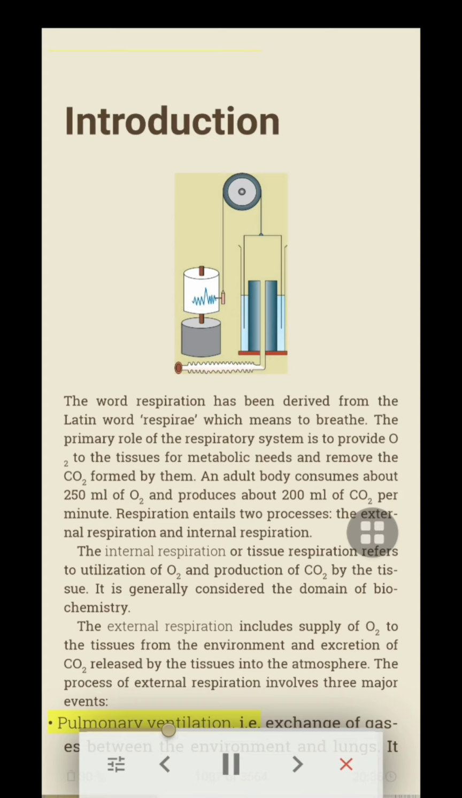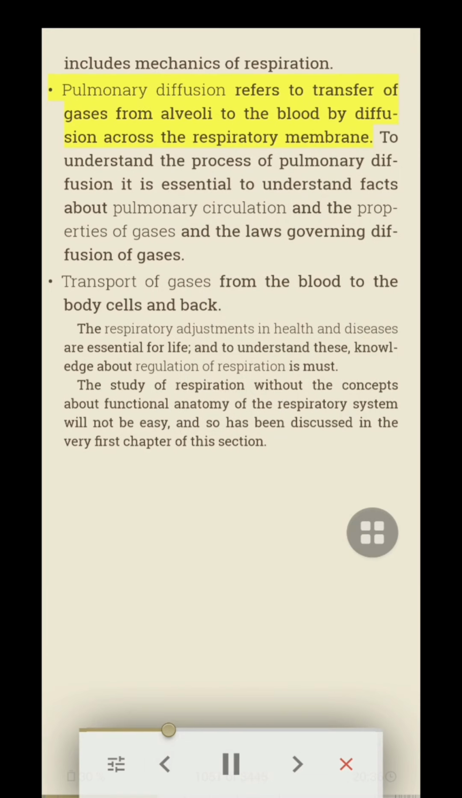Pulmonary ventilation, i.e., exchange of gases between the environment and lungs. It includes mechanics of respiration. Pulmonary diffusion refers to transfer of gases from alveoli to the blood by diffusion across the respiratory membrane. To understand the process of pulmonary diffusion, it is essential to understand facts about pulmonary circulation and the properties of gases and the laws governing diffusion of gases. Transport of gases from the blood to the body cells and back.